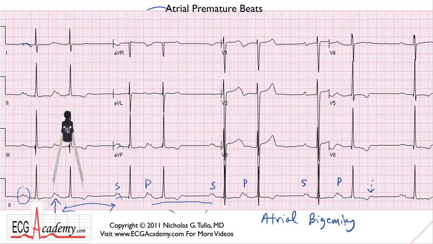But this is just another example of what can happen when a focus in the atrium starts firing prematurely and disturbs the rhythm. In the next video, we'll start talking about ventricular premature beats and how they differ from atrial premature beats. And then, of course, I'll try to pull it all together in the second half of this section.